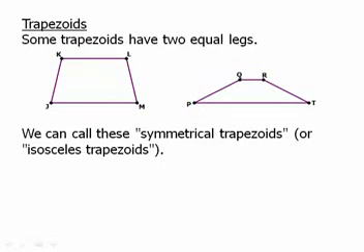Some trapezoids have two equal legs. We call these symmetrical trapezoids, or sometimes a more formal name for them is isosceles trapezoids. Either term is fine.